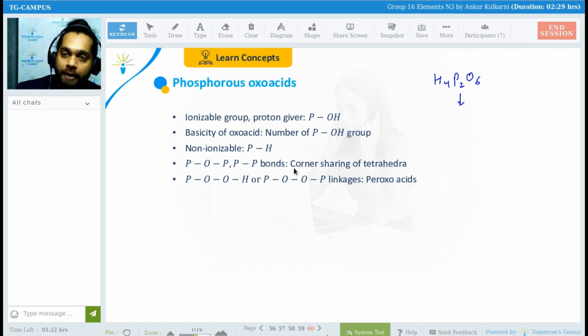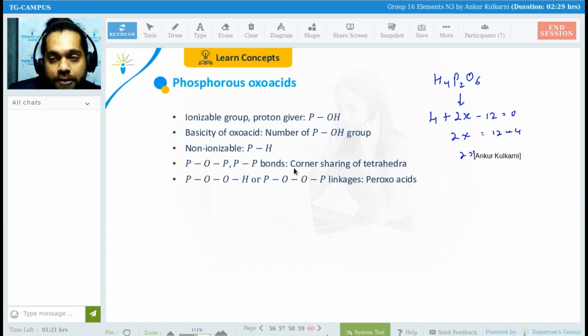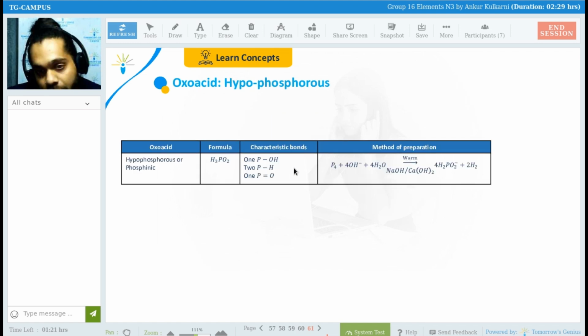So over here, I'm calculating the oxidation state for P, so I'll consider it as x. How many P do I have? I have 2x. How many hydrogen? Charge on hydrogen is +1, so +1 into 4 is 4, plus 2x. Charge on oxygen is -2. 6 oxygen we have, 6 into -2 is -12, equal to 0. So 2x is equal to 12 minus 4, so 2x is equal to 8. So x is equal to 8 by 2, that is +4. Correct?